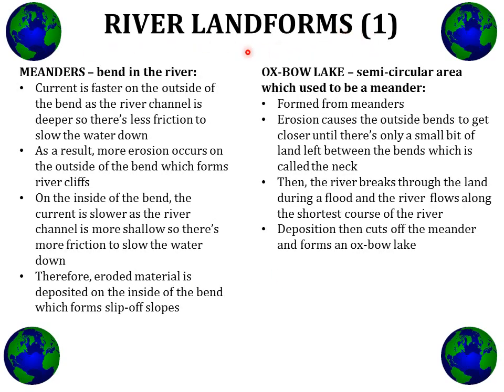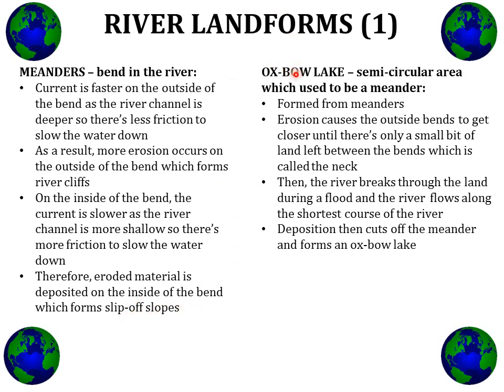Now, river landforms. Firstly, meanders, which are a bend in the river, which is formed by when the current is faster on the outside of the bend, as the river channel is deeper, so there's less friction to slow the water down. As a result, more erosion occurs on the outside of the bend, which forms river cliffs. On the inside of the bend, the current is slower as the river channel is more shallow, so there's more friction to slow the water down.